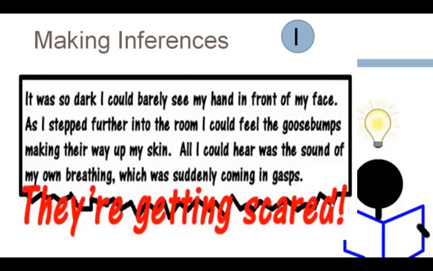Here's his reading selection. It was so dark I could barely see my hand in front of my face. As I stepped further into the room, I could feel the goosebumps making their way up my skin. All I could hear was the sound of my own breathing, which was suddenly coming in gasps. Here in red is the reader's inference. He's inferring that they're getting scared. Often you can infer from an author's descriptive language.